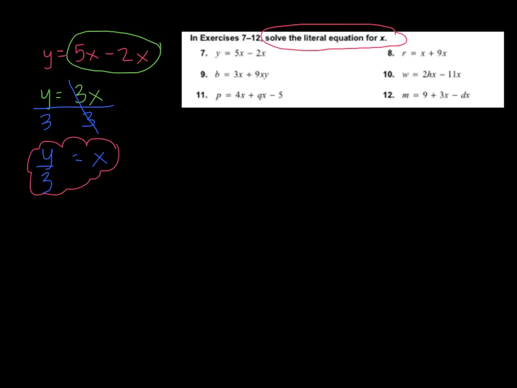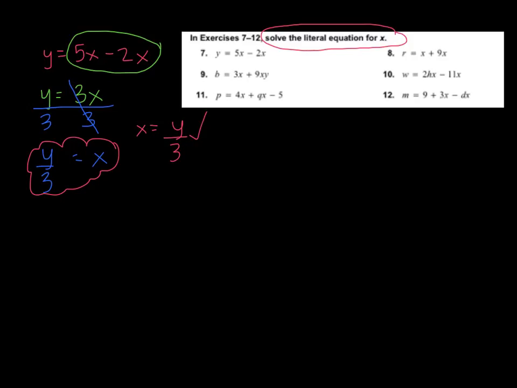Now, I noticed that some of you don't like it when the expression, or the bigger part of the equation, is on the left. So if you wanted to rewrite this as x equals y divided by 3, this is also correct. Okay. All right, let's go ahead and look at number 9.